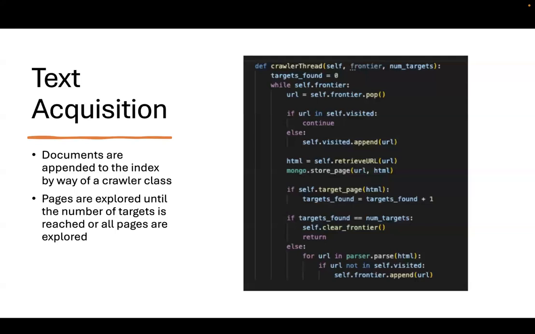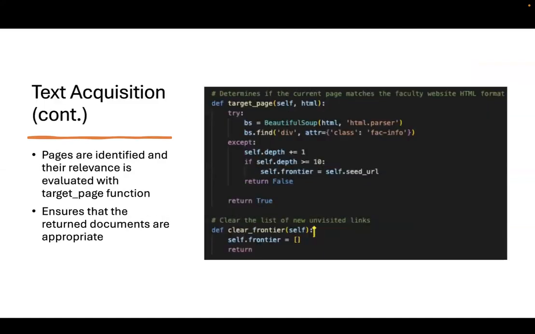So the first step of our search engine is crawling. We start from the seed URL, which is the civil engineering page. And then with a crawler, we find target pages and we append them to our data storage until we reach the set number of target pages or all are explored.